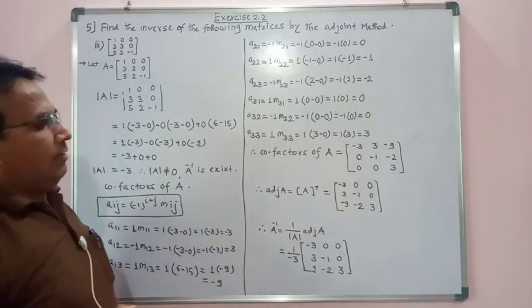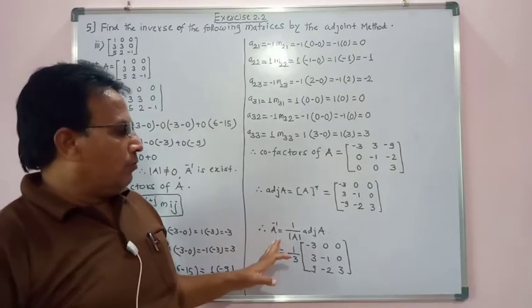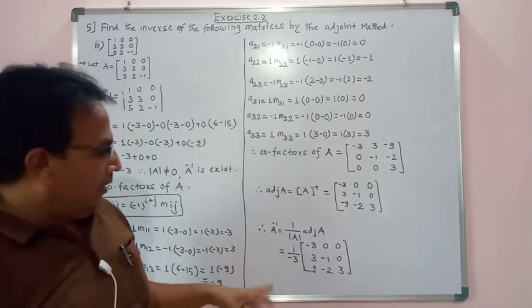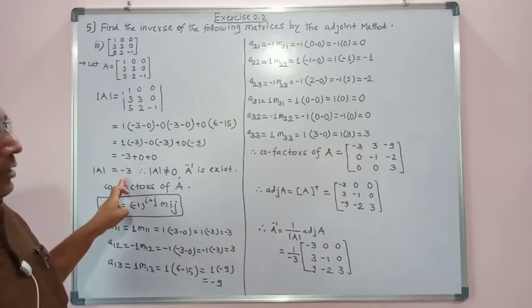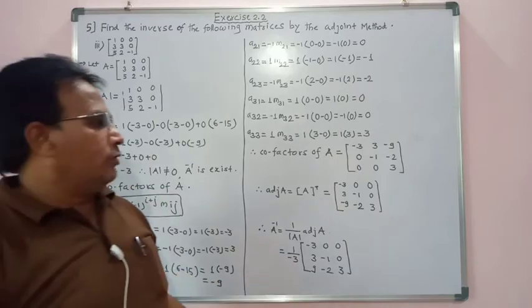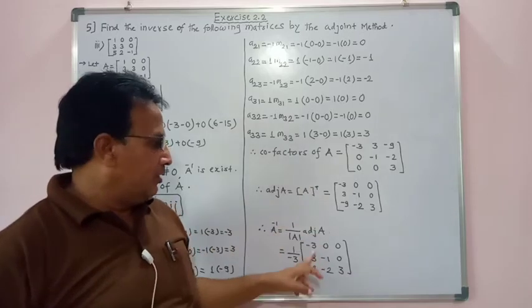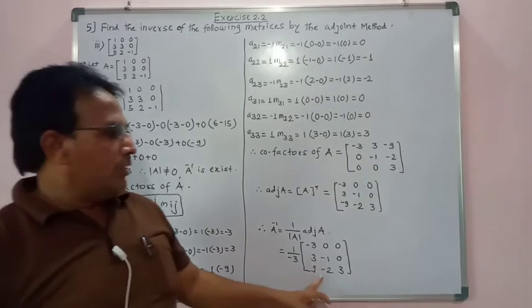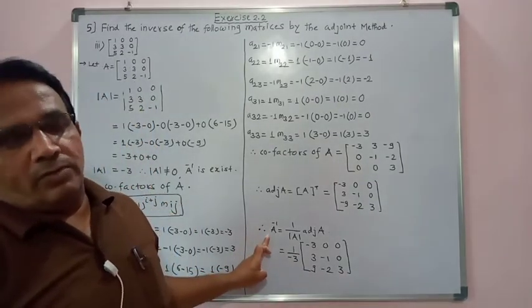A inverse equal to, we use the formula 1 by determinant A into adjoint A. The determinant of A is minus 3, and the value of adjoint A is minus 3, 0, 0, 3, minus 1, 0, 9, minus 2, 3. This is the value of A inverse.